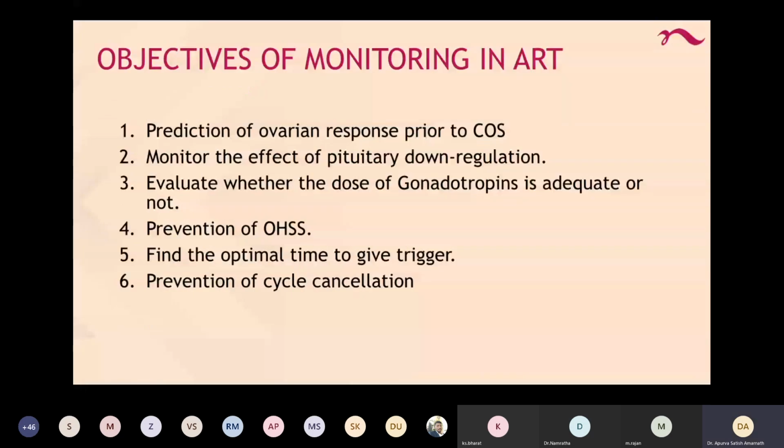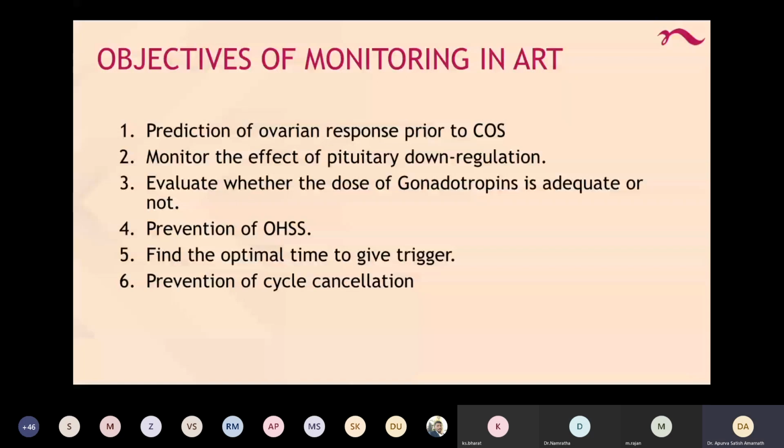So what are the basic objectives of monitoring in an ART cycle? The basic reason we are doing monitoring in this format is, one, to predict the ovarian response even prior to starting the stimulation, monitor the effect of pituitary downregulation, especially if you're using an agonist cycle, evaluate whether the dose of gonadotrophins is adequate or not, and help us decide if we need to increase the dose, decrease the dose, or whether it can stay the same.